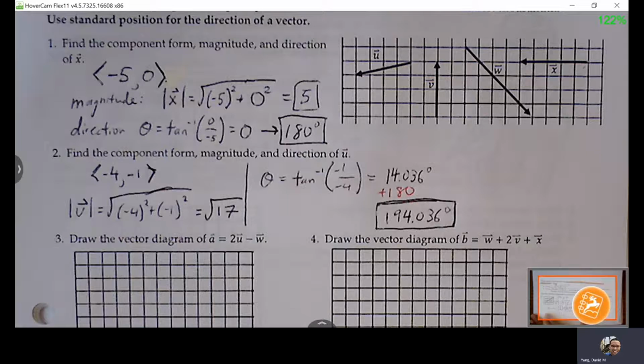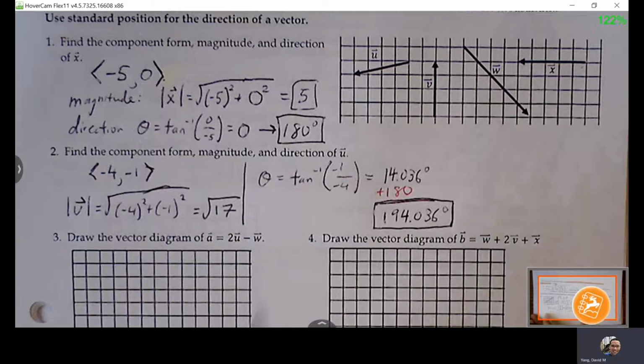Okay, so for 3 through 6, we're going to be creating a resultant vector out of the combinations of the provided vectors. So we're going to connect the vectors: once we finish drawing out one vector, we can start the next one where the first one left off, and then when everything is said and done, we'll just connect a vector that will go from the starting point to the ending point.